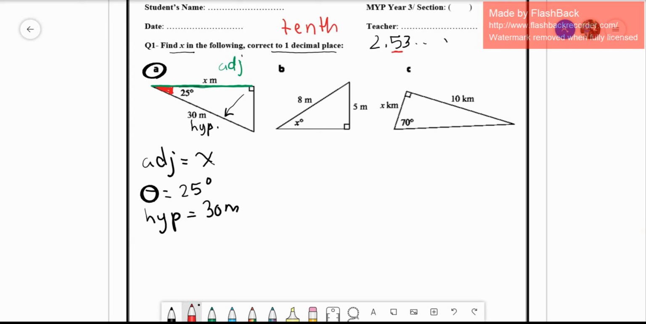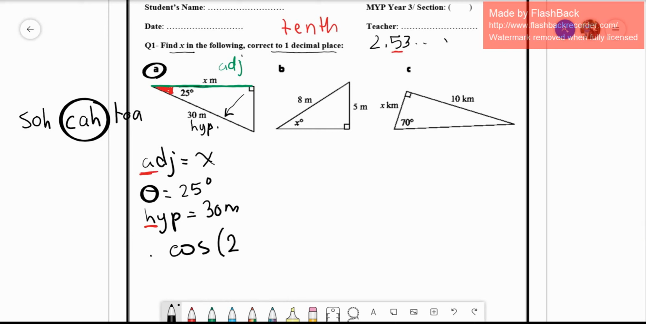Now, therefore, I'm working with two sides here, which are adjacent and hypotenuse. I want to find the adjacent, I have the hypotenuse. So which helping word, acronym, has A and H in it? Which one has A and H? It's CAH. Therefore, I'm going to use the cosine. So the cosine of the angle 25 degrees is equal to, remember, it's in order. CAH, C is for cosine, A is for adjacent, and H is for hypotenuse. So it's the adjacent over the hypotenuse.